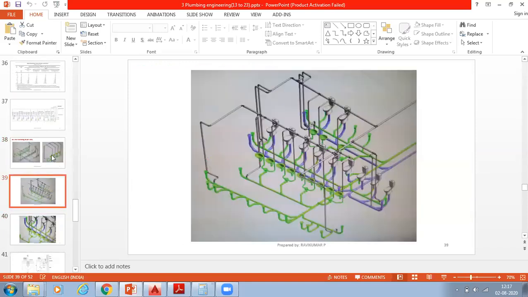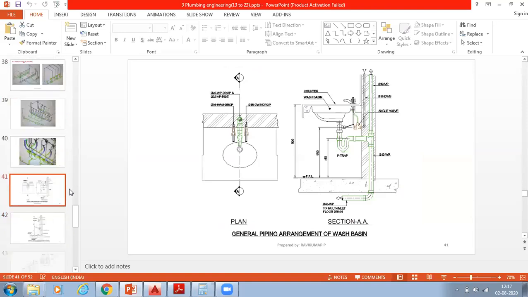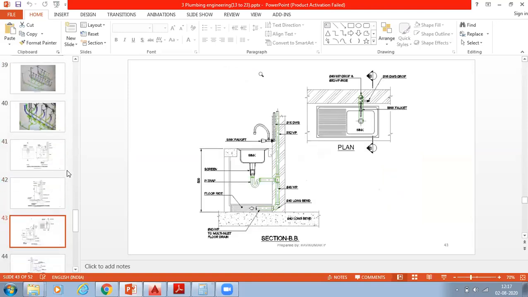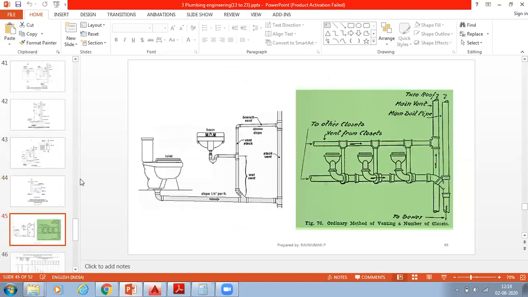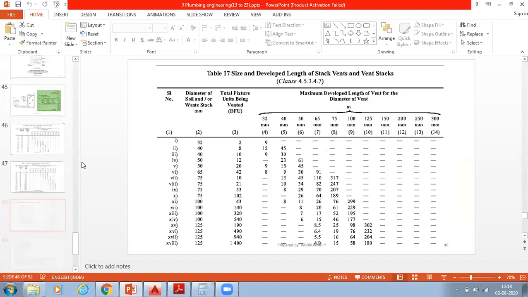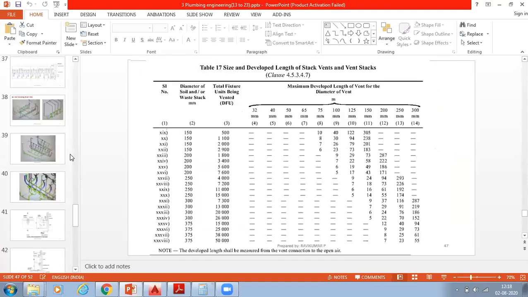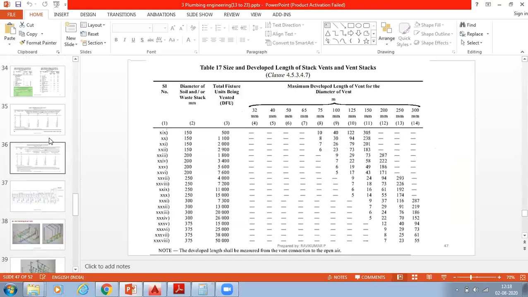Before going to vent pipe sizing, we will take a 10 minute break. After that, I will explain how the vent pipe has to be provided. Then we will arrive at the vent pipe sizing. It's a very easy, simple method. You don't need to calculate for that. After the break, you will see the vent pipe sizing.